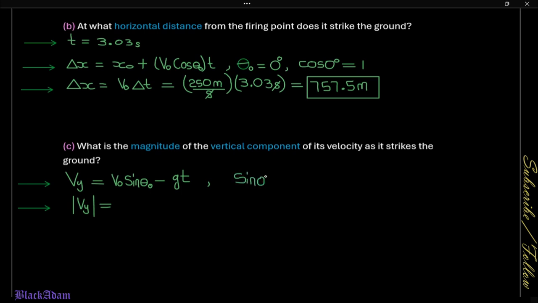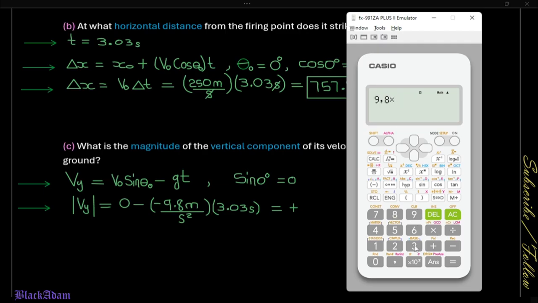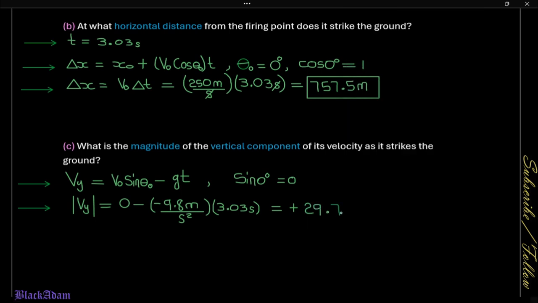Solving for that, sine theta is equal to 0, so that part doesn't exist. The only thing we have is the vertical component, which will be negative multiplied by negative 9.8 meters per second squared, and the time is 3.03 seconds. We have a positive there, so that's 9.8 multiplied by 3.03, giving us 29.7 meters per second. That's our final answer.